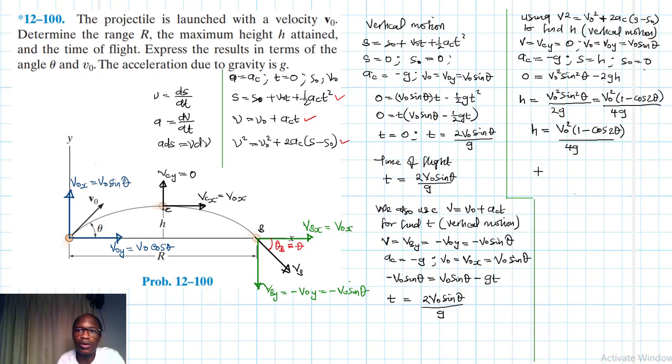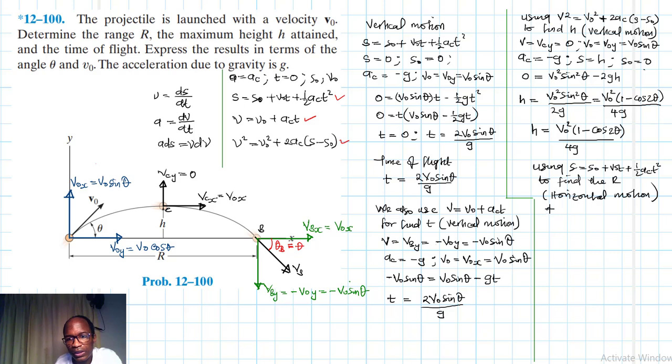divided by 4g. All right, so let's move on to finding r. So for r, we are going to use this equation again, s equal to s naught plus v naught t plus half a_c t squared, to find the range r. Again, we are dealing with horizontal motion.